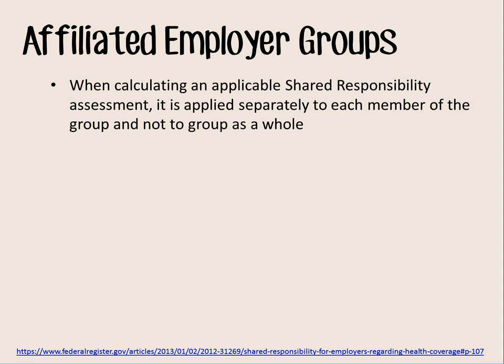Okay. The other key consideration when we talk about affiliated or controlled employer groups is how penalties are calculated. When calculating the shared responsibility assessment in cases where no coverage is offered, that penalty is calculated on the employer member itself and not on the group as a whole.